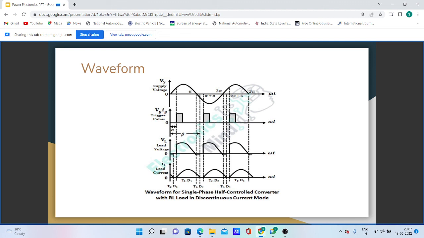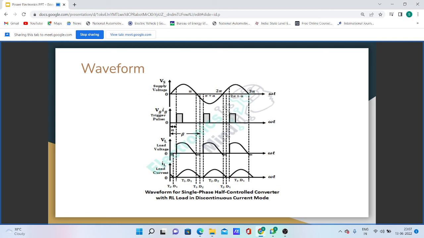Now we will discuss the waveform and mode of operation. During positive half cycle of AC input voltage, T1 is fired at omega t equals alpha. The current flows through the load. The inductance L is assumed to be sufficiently large to produce continuous load current. Thyristor T1 and D1 conduct during this period. In this mode of operation, the load voltage and load current are positive, so the inductive load will store energy.